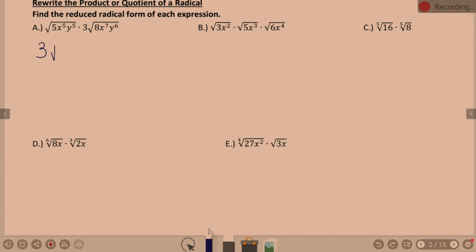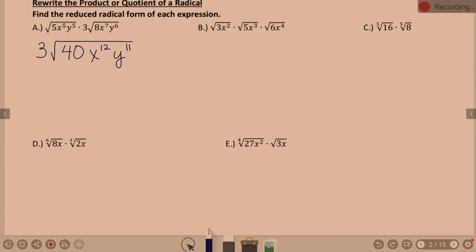Then we're going to multiply the underneaths. 5 times 8 is 40. x to the 5th times x to the 7th: 5 plus 7 makes it x to the 12th, because you add exponents when you multiply. y to the 5th times y to the 6th: 5 plus 6 is y to the 11th. Now you can simplify.